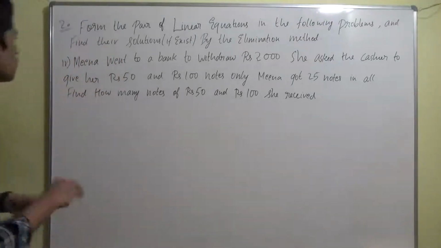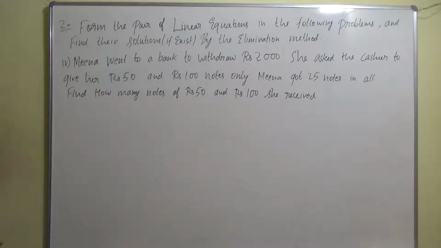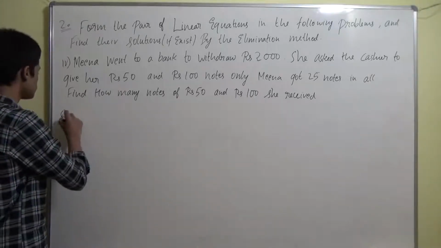Fourth sub question says, Meena went to a bank to withdraw rupees 2000. She asked the cashier to give her 50 rupees and 100 rupees notes only. Meena got 25 notes in all. Find how many notes of 50 and 100 she received. Right, so it's a quite interesting question, guys, but it's quite similar to the previous questions we have done.